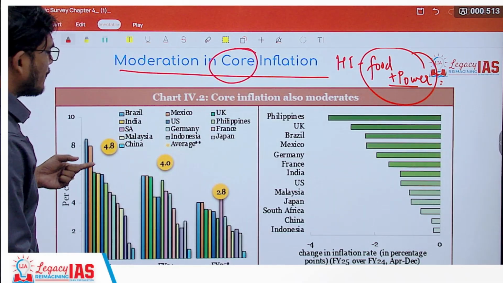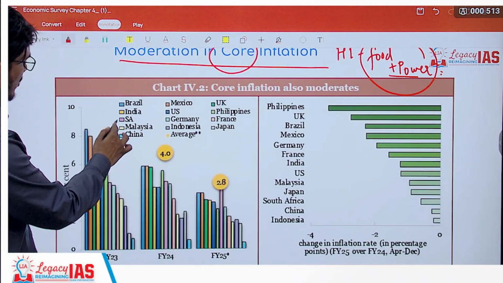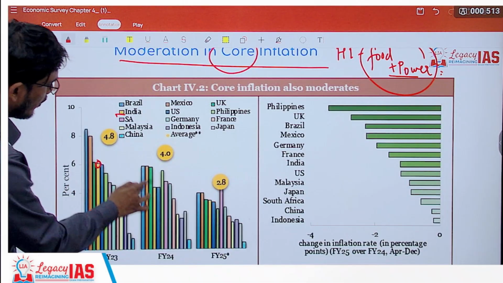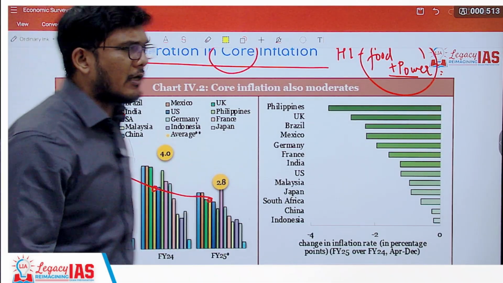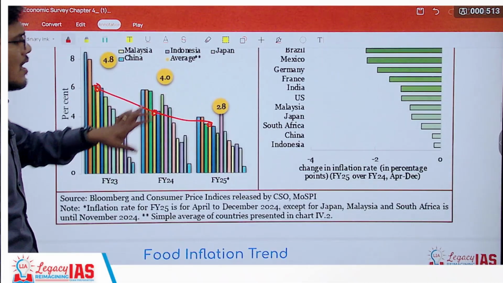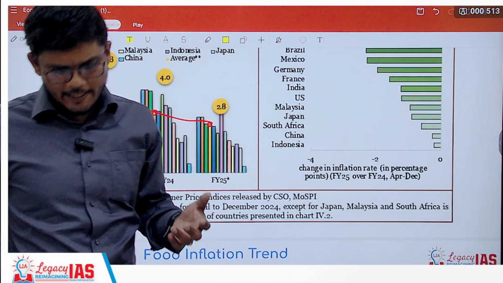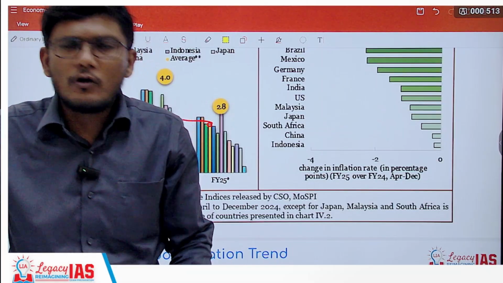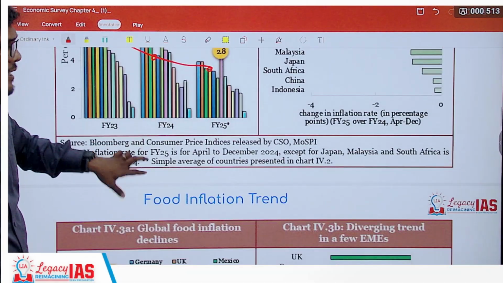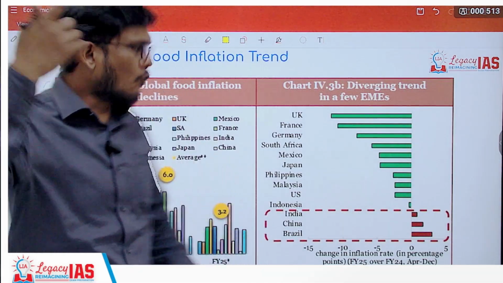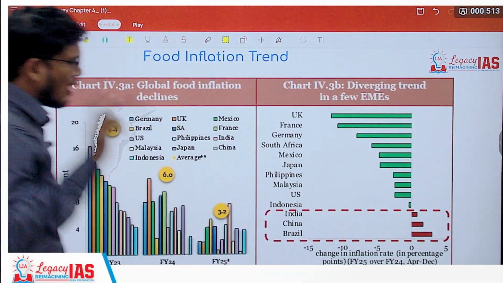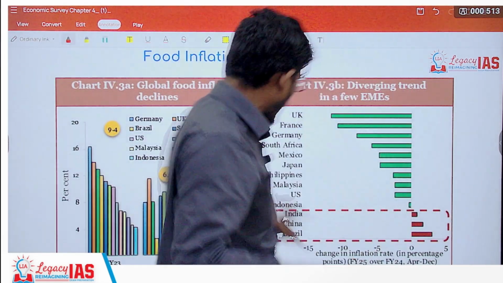Now the core inflation, if you look at, has stabilized. This is India, so this is our core inflation. If you look at core inflation in India, it has gone down. Of course, it has gone down more because you have removed the effect of food. That means what? That means food inflation is the major culprit. Food inflation is quite high.